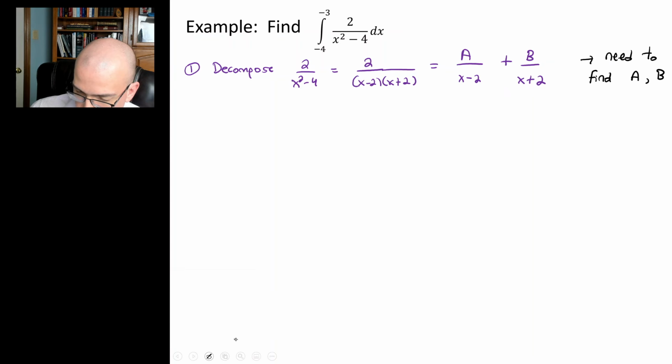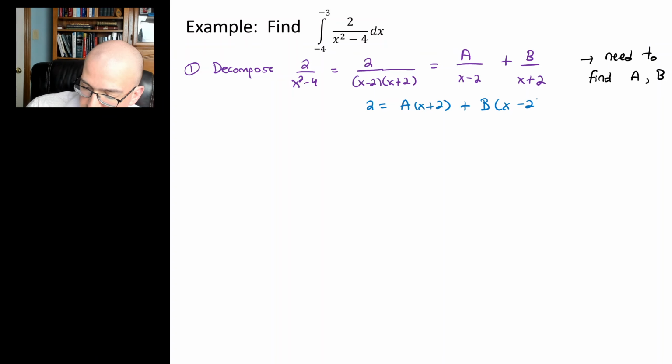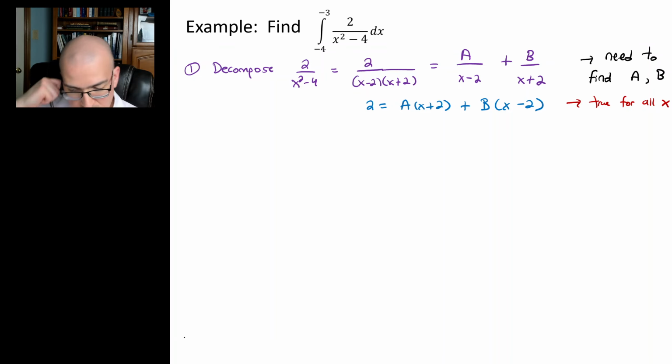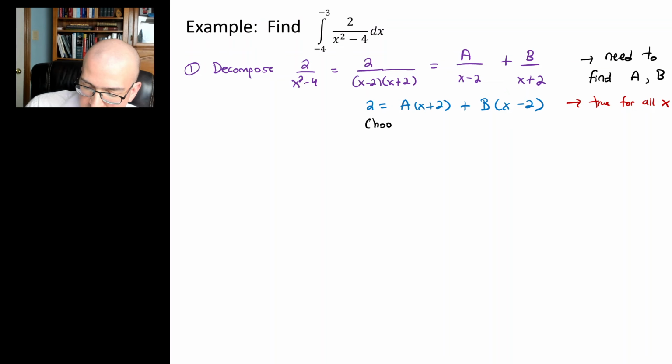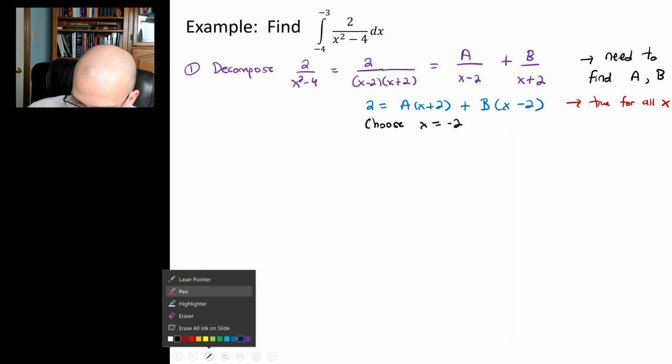So I'm going to do the cross multiply thing. I get 2 is equal to A times x plus 2 plus B times x minus 2. This is true for all x. We can choose any x value we want. It has to be true for that x value. I'm going to choose an x value that's smart, like, let's say -2, because that'll make the first piece disappear. So I make that choice.